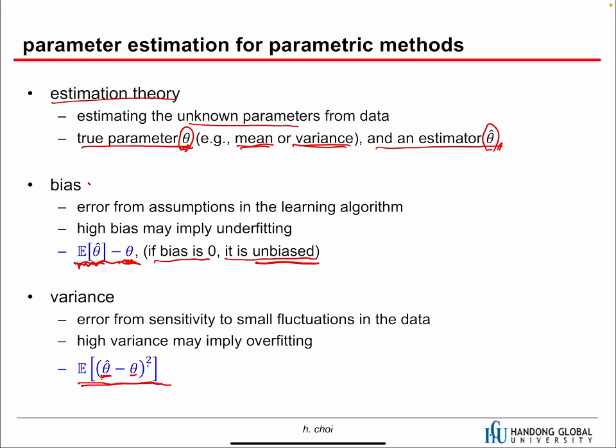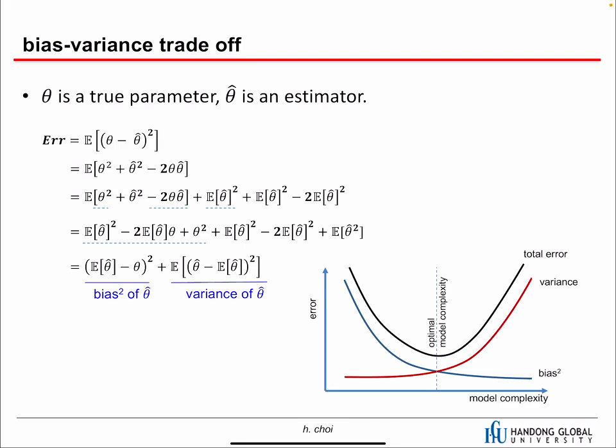We want an unbiased and minimum variance estimator, but there's a trade-off between these two concepts, bias and variance. If we minimize bias, then sometimes we increase variance slightly, and when we minimize variance, we increase bias slightly. So we have to find the best point. Sometimes the minimum variance with unbiasedness is not the solution because of that trade-off. Now let's talk about the bias-variance trade-off. Theta is the true parameter and theta hat is an estimator.